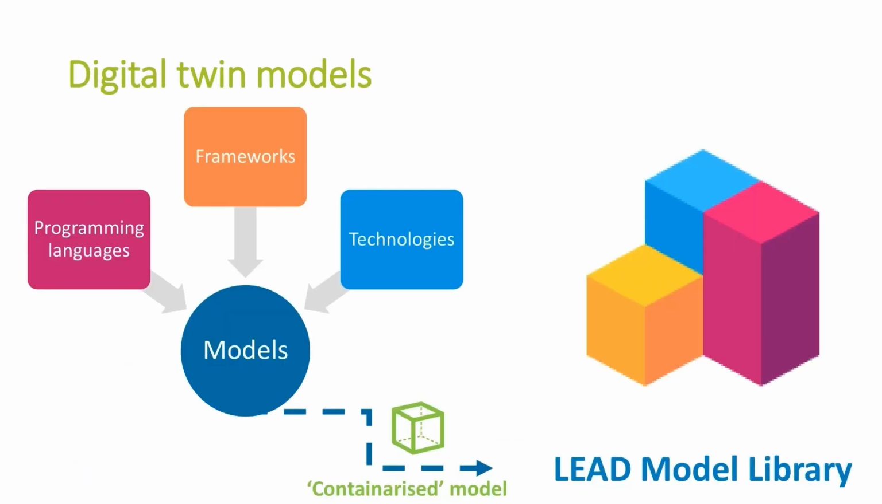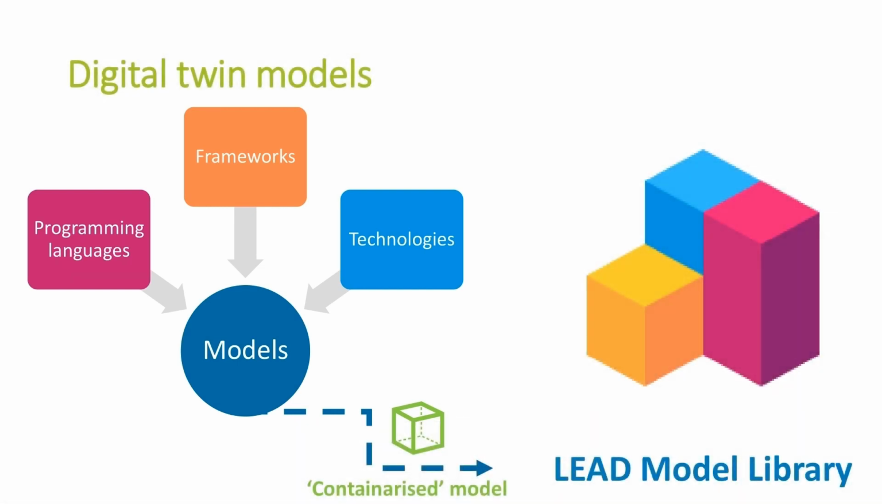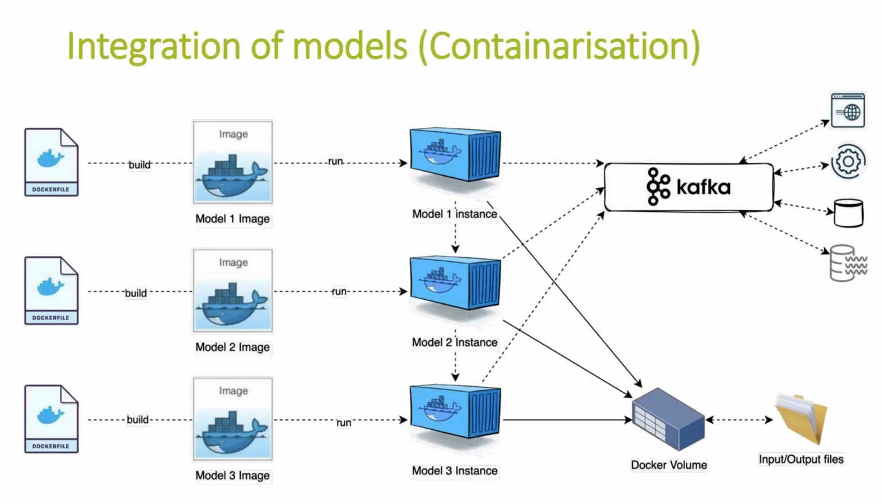A digital twin comprises a set of virtual models describing the different functions of a physical system. Models come in a variety of programming languages, frameworks, and technologies, too many to be standardized. Trying to fit everything into one platform was a challenge. The solution to making the models compatible with the LEAD platform was to design a method of onboarding models into the platform through containerization. We introduce a well-defined and simple method for packaging models in Docker containers.